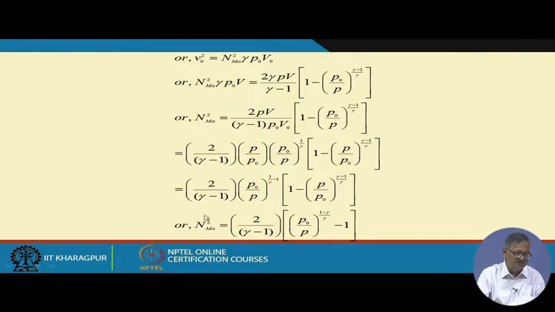Then the Mach number square we can write as equal to 2 by gamma minus 1 into P0 by P to the power 1 minus gamma by gamma minus 1, right. This was also done in the previous class. For recapitulation, we have taken it.